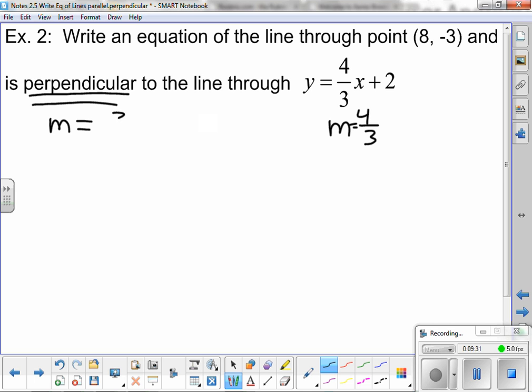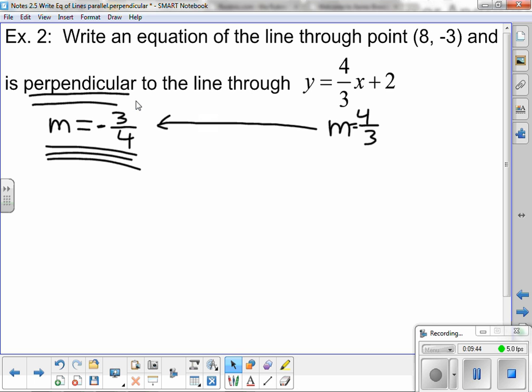So I have to flip it over to 3/4, and I have to switch the sign because that's what makes them perpendicular. So their slope turns into that. Now this one is our slope. So we have our slope, and we have our point right here. Remember, that's x1 and y1. Once again, I didn't get too specific about what form it had to be in, so it can be any form you want.